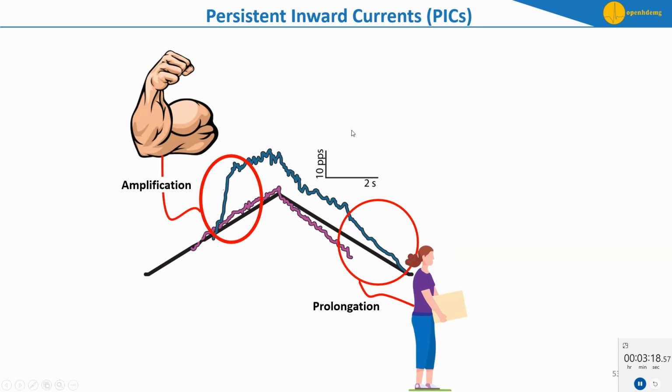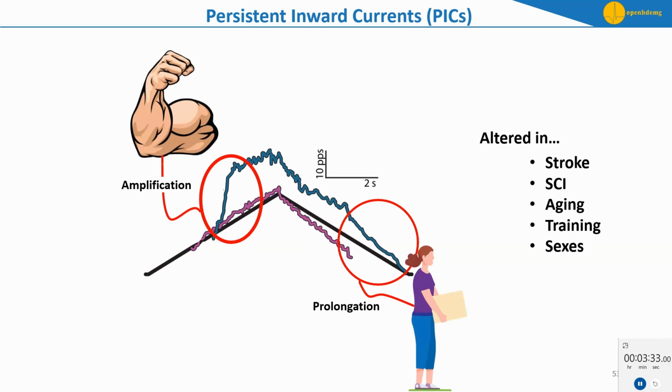But in addition to being quite critical, changes in PICs have also been implicated in various neural injury states, neural pathologies, in the aging process, and potentially even differences between the biological sexes. And so there's a large group of really great people doing lots of work in this field.